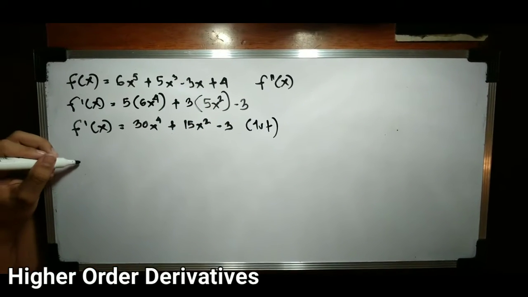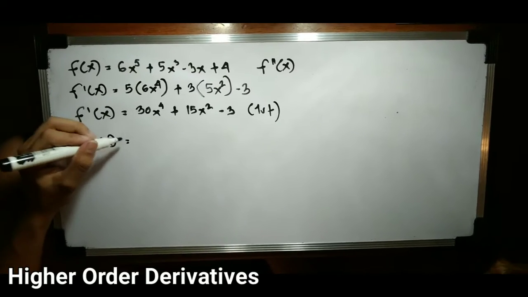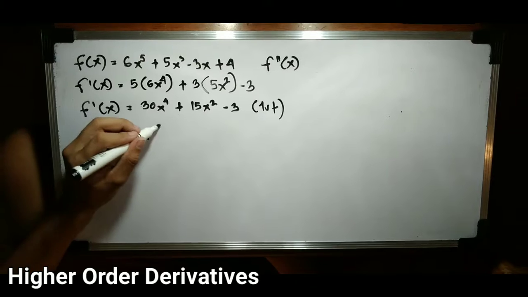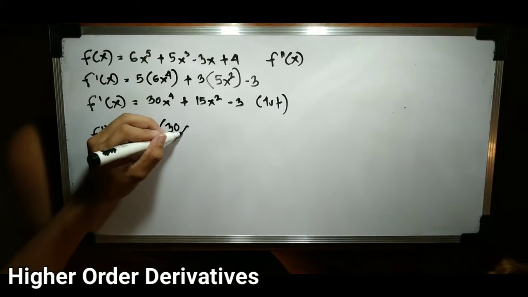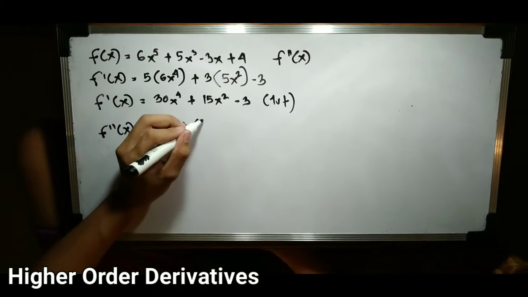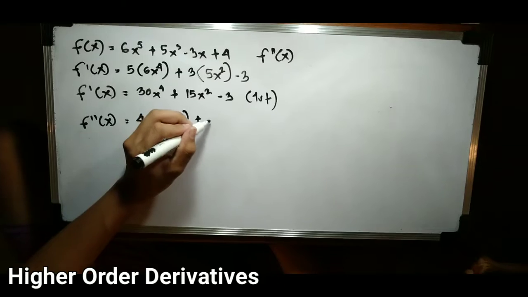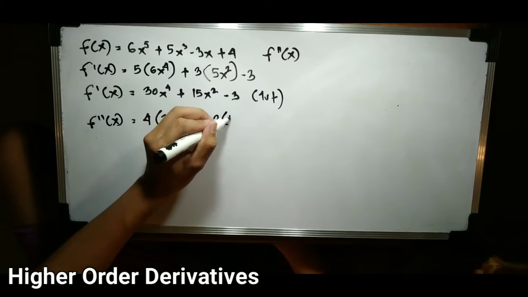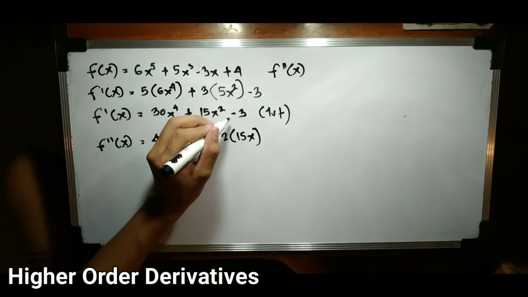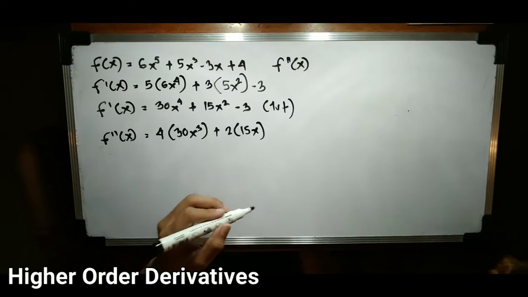So we will find out our second derivative. So let's bring our exponent down. 4 times 30x cubed. This will be subtracted by 1. Then plus 2 multiplied by 15x. Then the derivative of this constant is 0, so we will not put it here. Let's just ignore it.